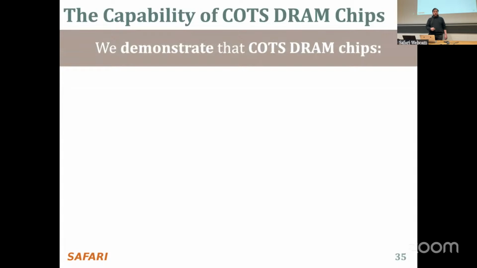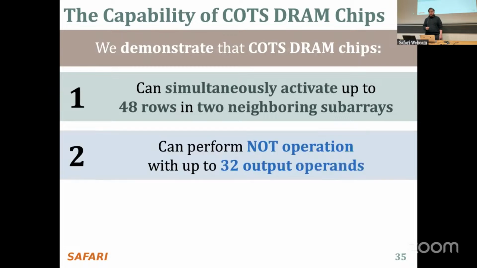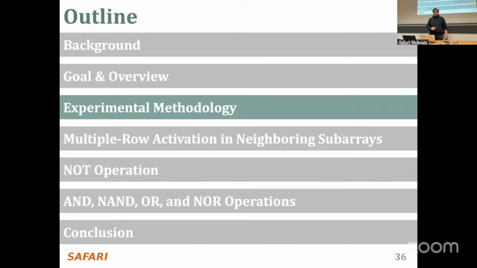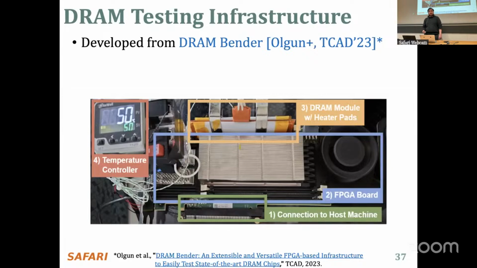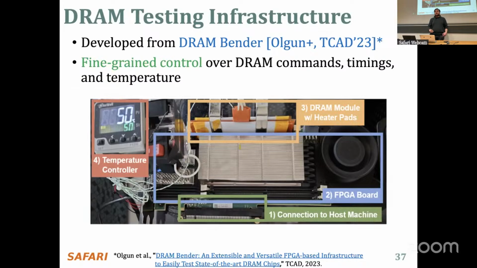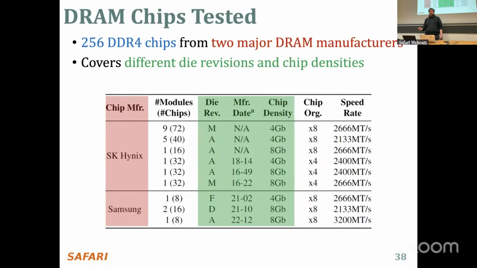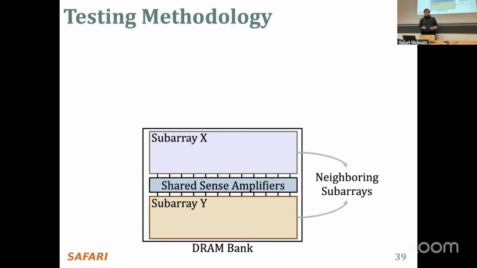And in this paper, we show that off-the-shelf DRAM chips can simultaneously activate up to 48 rows in 2 neighboring subarrays, can perform NOT operations with up to 32 output operands, and can perform up to 16 input AND, NAND, or NOR operations. And thanks to DRAM vendors, we conduct these experiments in real DRAM chips, which enables us to have a fine-grained control over DRAM commands, timings, and temperature. And we test a total of 256 DDR4 chips from 2 major manufacturers, and we cover different die revisions and chip densities, basically different DRAM architectures as well. And our testing methodology is we focus on neighboring subarrays and, of course, shared sense amplifier between them.